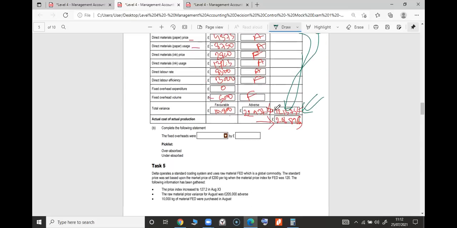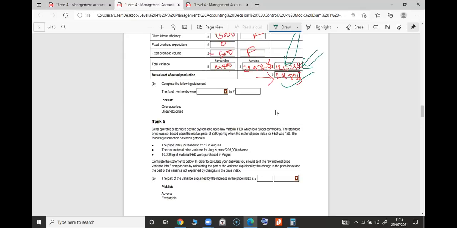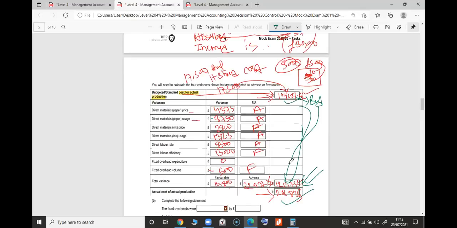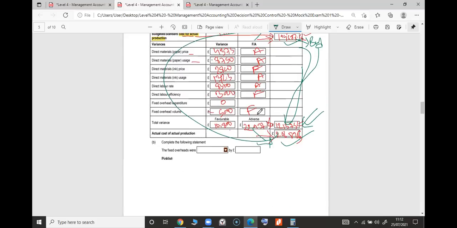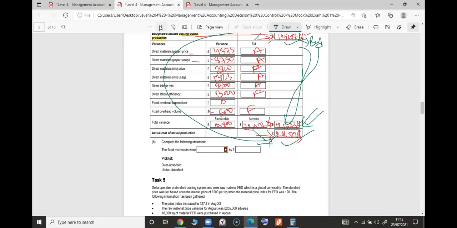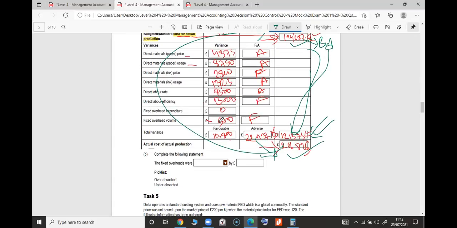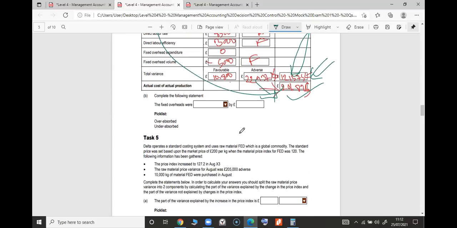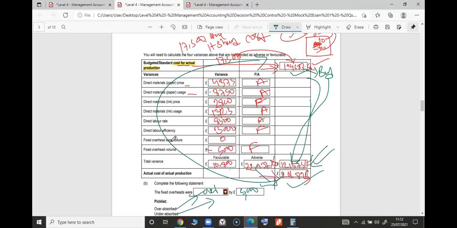Moving on. So that is your actual cost. Be careful. Very often they can give you actual cost and ask you to find the budgeted cost. Similar approach you take. Complete the following statement. The fixed overheads were, was that over or under absorption? I think we've done it. Over absorption by 5,000. That is the answer. Yep. Let's quickly check the question. It's a big question. We've done it.